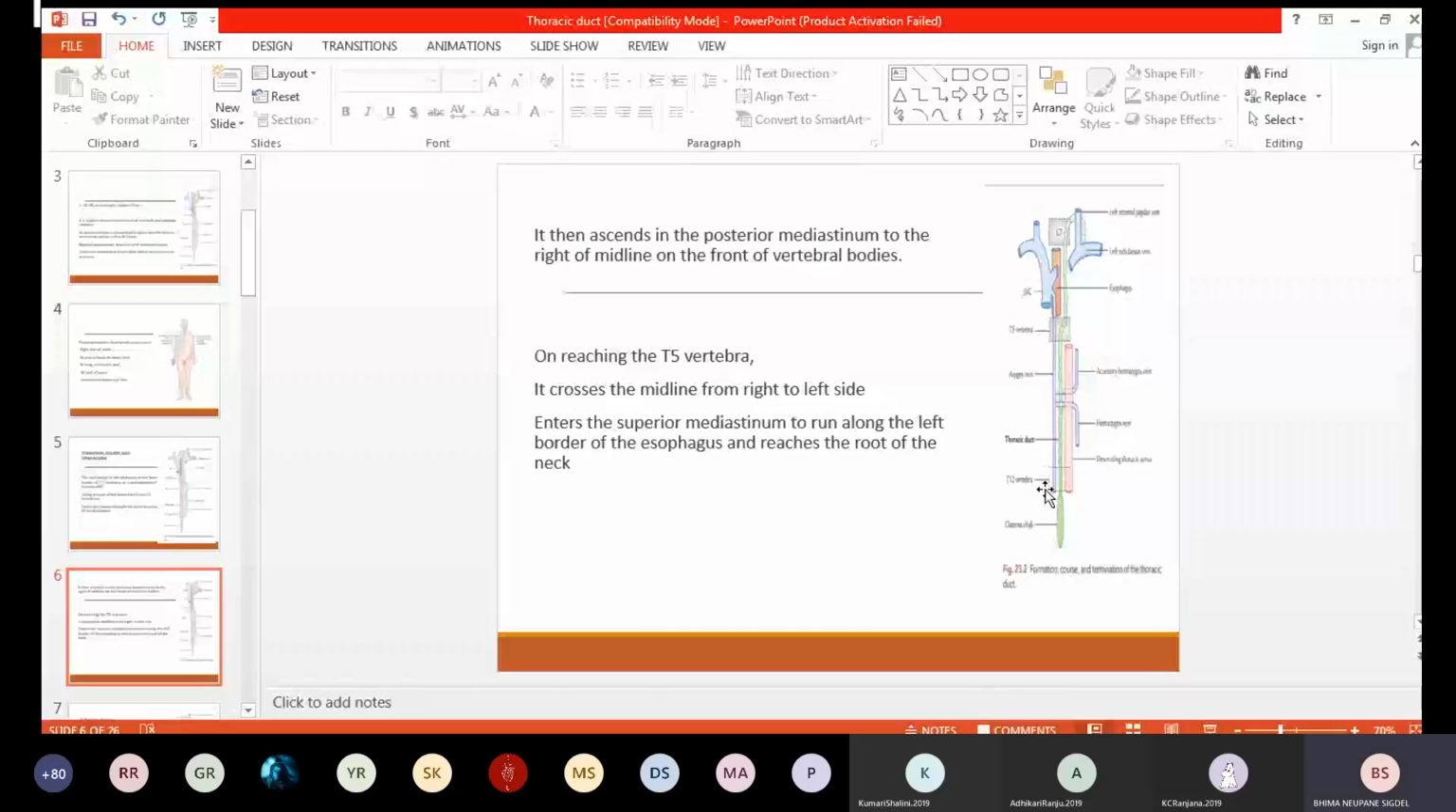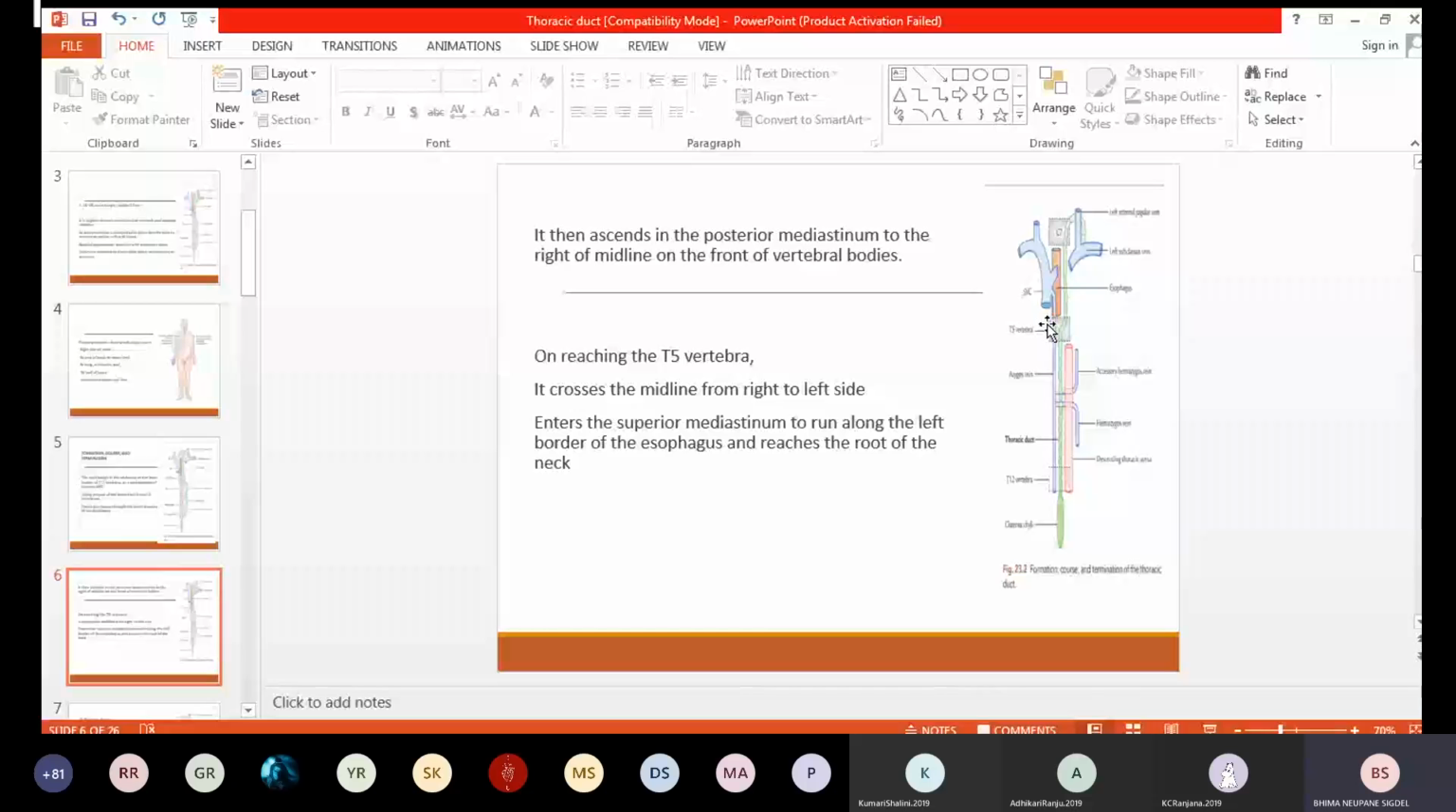So here you have to remember the 12th thoracic vertebra. Now you have to remember the 5th thoracic vertebra, the body of the 5th thoracic vertebra. That is the landmark to remember for the thoracic duct. So it is ascending in the posterior mediastinum, on the posterior thoracic wall, and when it reaches the body of the fifth thoracic vertebra, it crosses the midline. You can see some turning of the thoracic duct.